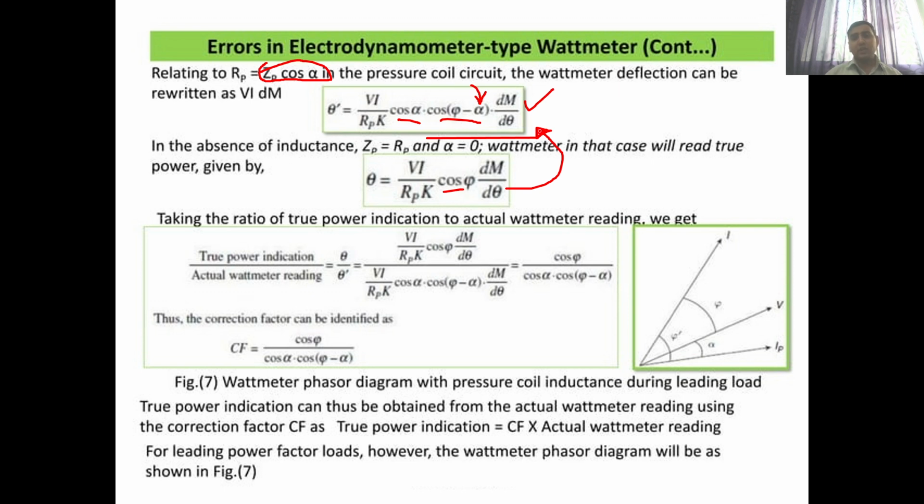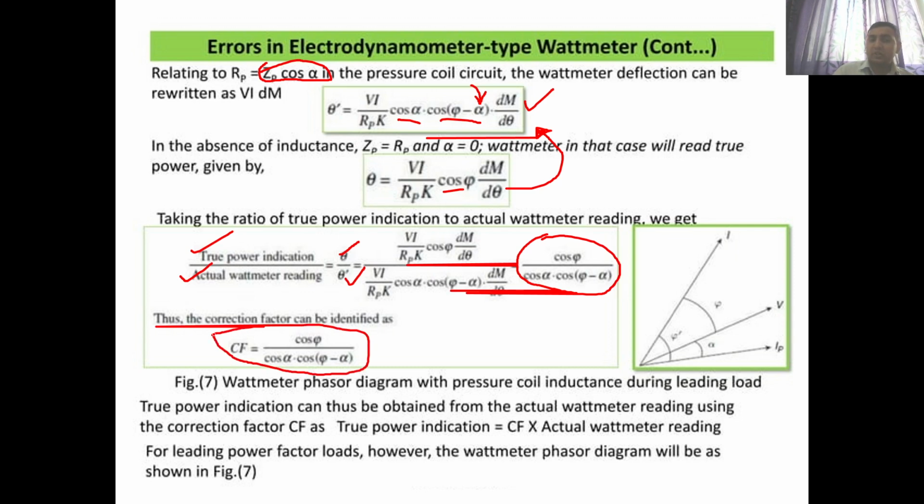Now what should be the ratio of our previous formula and what is the error? The new deflection angle due to this angle alpha we can calculate as the true power indication upon the actual indication. The true power that we wanted is VI Rp cos phi upon dM by dθ. What we actually get is VI Rp cos alpha cos(phi minus alpha) upon dM by dθ. This ratio is the factor causing the error. It is also known as the correction factor.